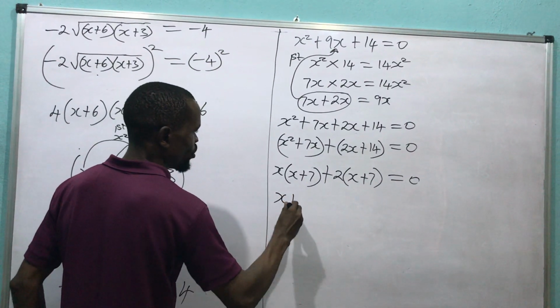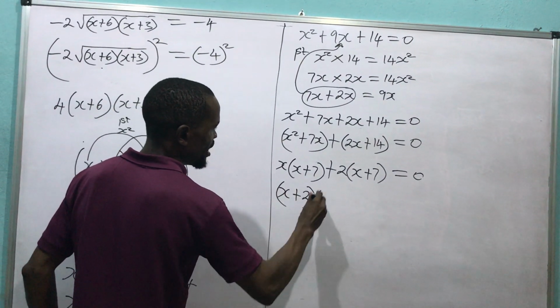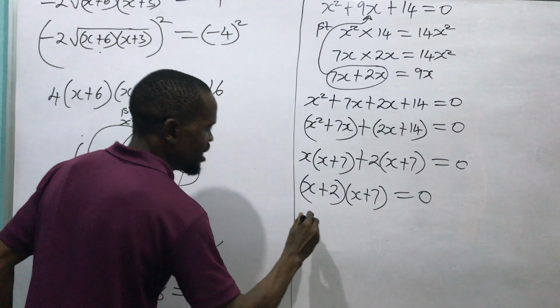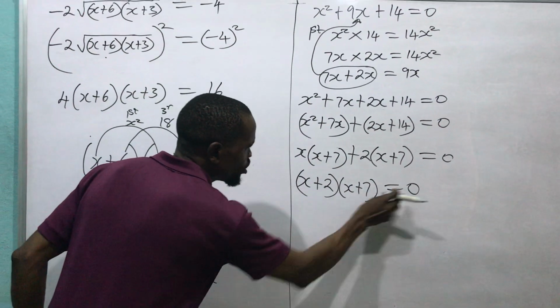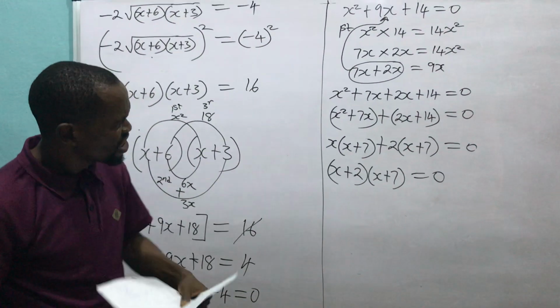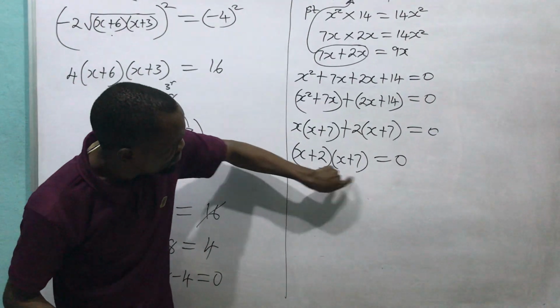I will have x plus 2 into x plus 7 equals 0. Therefore, for these two things to multiply themselves and the answer to be 0, come on, for these two things to multiply themselves and the answer to be 0.